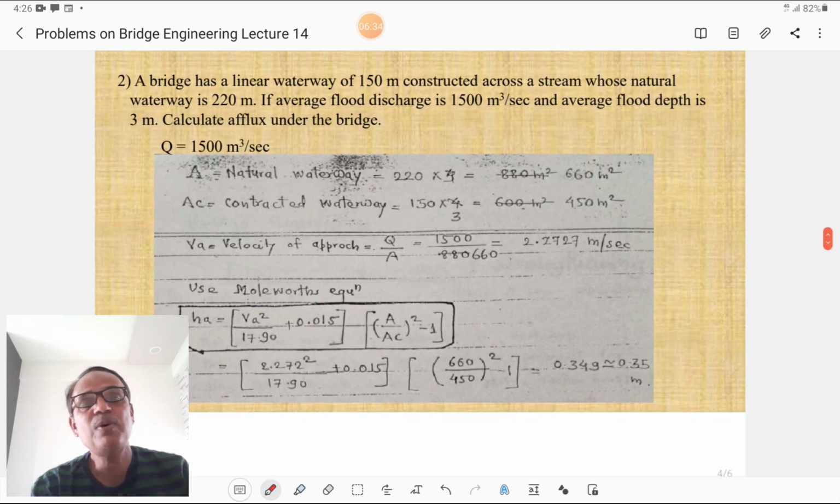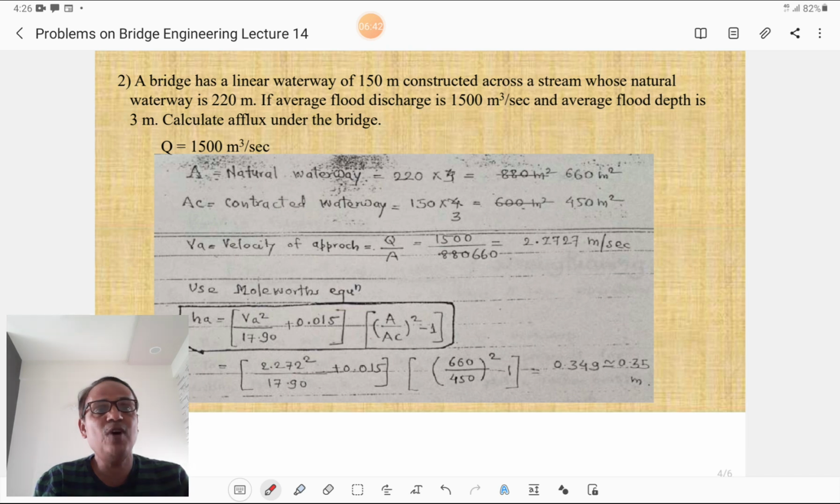Then the second type of problem is based on Molesworth's equation. First read out that problem. The bridge having linear waterway of 150 meter, that is L is equal to 150 meter, constructed across a stream whose natural waterway is 220 meter. If average flood discharge is 1500 meter cube per second and average flood depth is 3 meter, calculate afflux under the bridge. So we have to calculate the h_a.